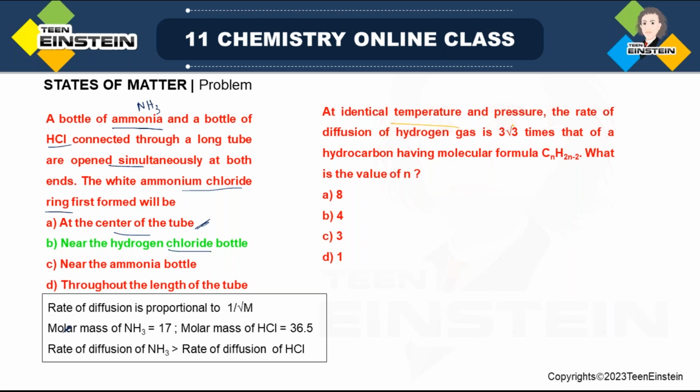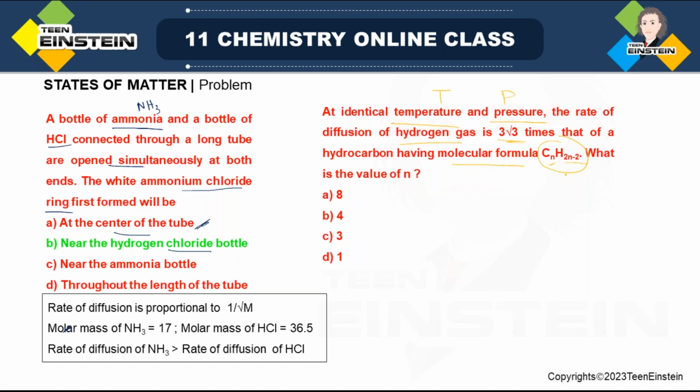At identical temperature and pressure, T and P both are fixed, the rate of diffusion of hydrogen gas is 3 into root over 3 times that of a hydrocarbon. Which hydrocarbon is not mentioned, but its formula is CnH(2n-2). A hydrocarbon means you will have only carbon and hydrogen, and if n is the total number of atoms of carbon, then the total number of atoms of hydrogen is 2n minus 2.